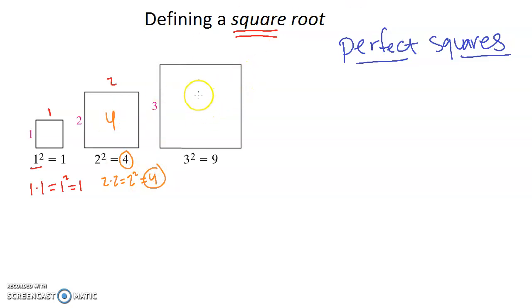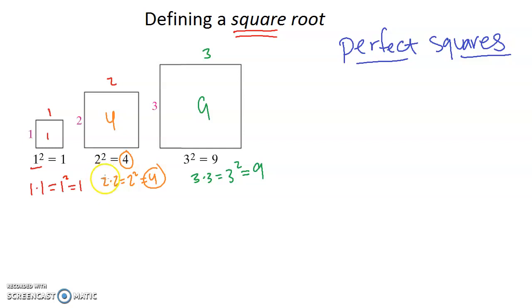If I try to find the area of this one, I would say 3 times 3 is the same thing as 3 squared, because whenever you multiply something by itself, that is a square. And 3 times 3 is 9, so this has an area of 9. Looking at these shapes, you can see that these are all squares, and they all have square areas.